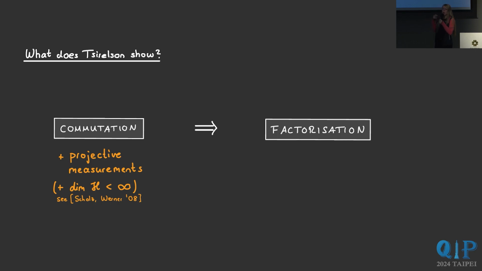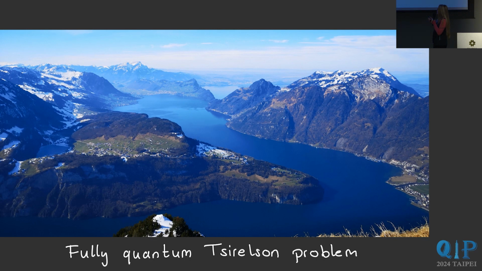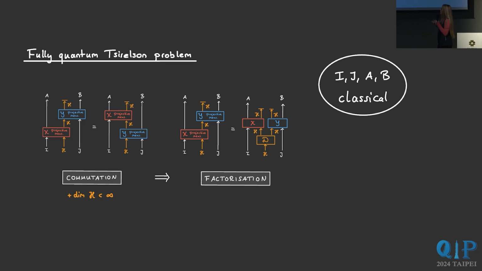Okay, so our question was, we want to look at the case where it's purely quantum in and output. So far we had classical input and output systems, and now we want to generalize this to quantum inputs and outputs. So we call this the fully quantum Tsirelson problem. Now we need to figure out what the conditions are in the fully quantum case such that commutation plus something allows factorization. Okay, so this was what Tsirelson said, commutation plus projective measurements, and the commutation property translates directly to the quantum case. But what is this projective measurement?